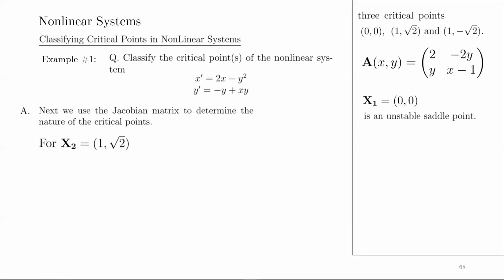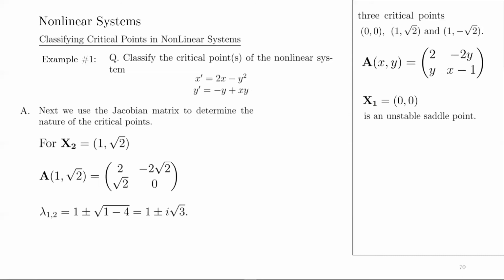For the critical point (1, √2), if I substitute that into the matrix A, then this is the matrix I get. So now I need to calculate the eigenvalues of this matrix. Well, again, I can do that as the trace plus or minus the square root of the trace squared minus 4 times the determinant, all over 2. Okay, and what do I get when I do that?